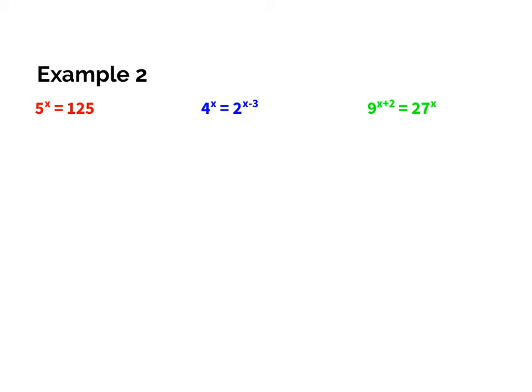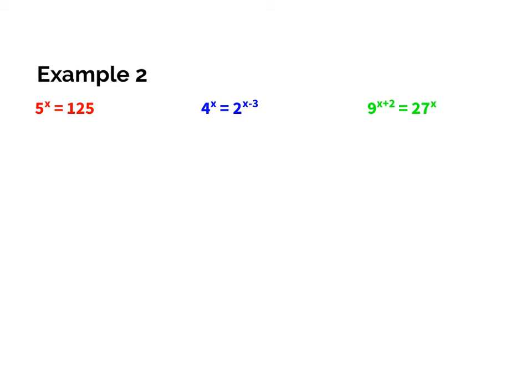So first example, we have 5x equals 125. So I want to know what value of x would I plug in there to get 125. Now, sure, I can plug in some numbers like 1, 2, 3, 4, 5, 6 and see which one gives me 125.